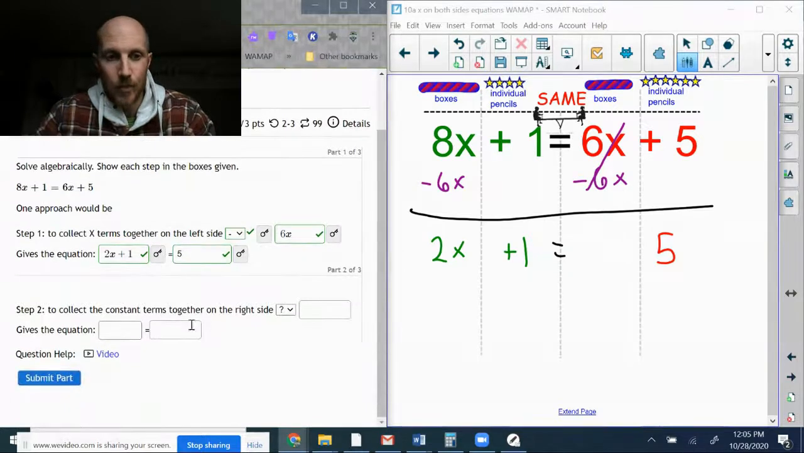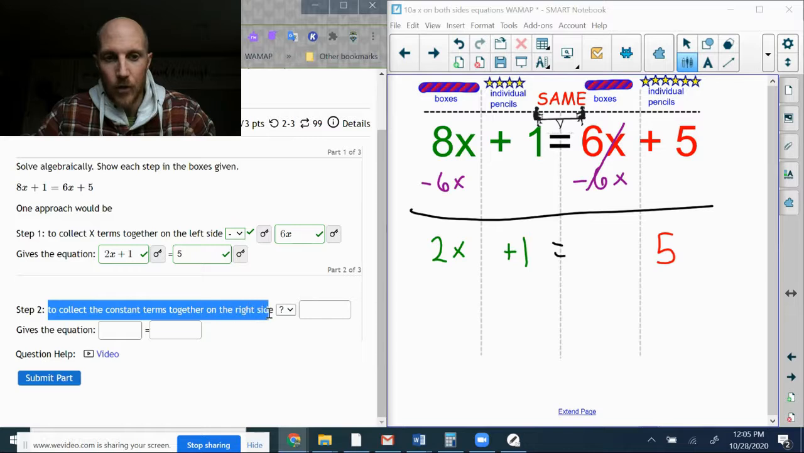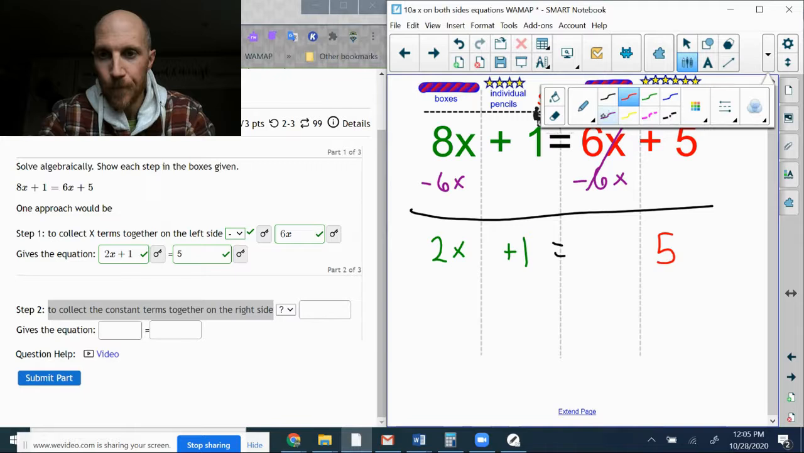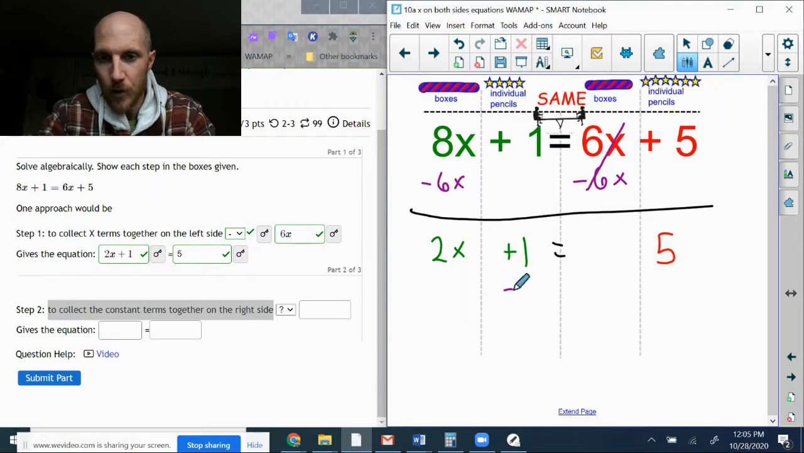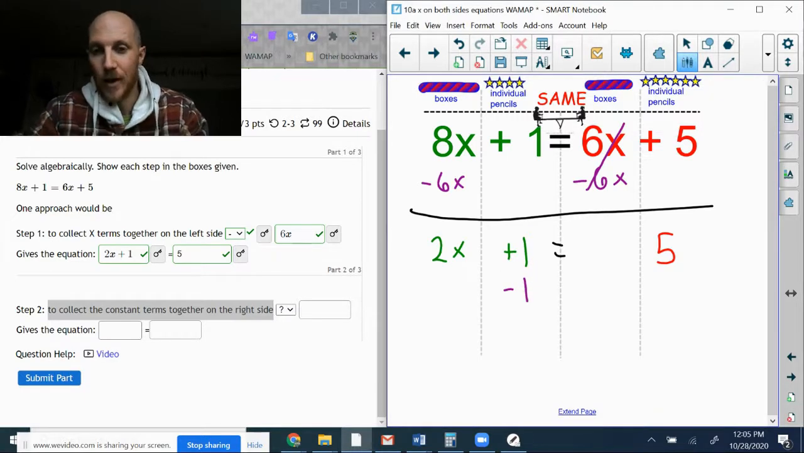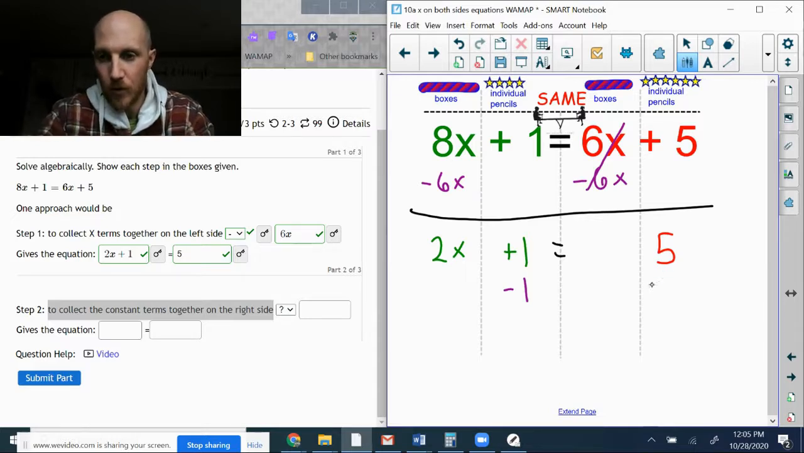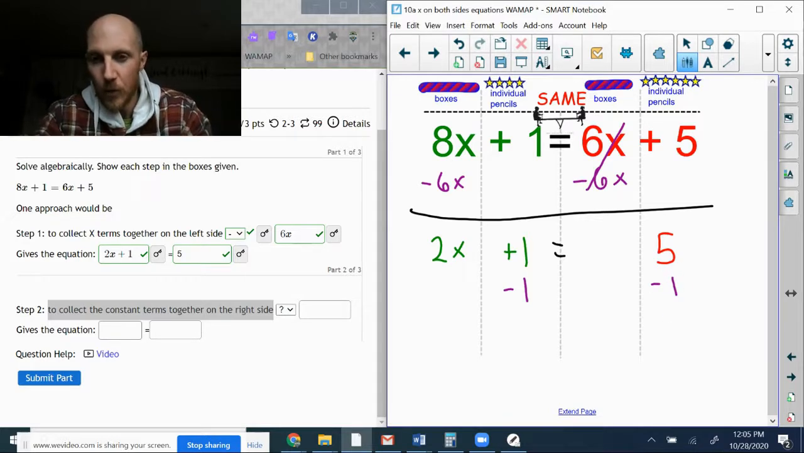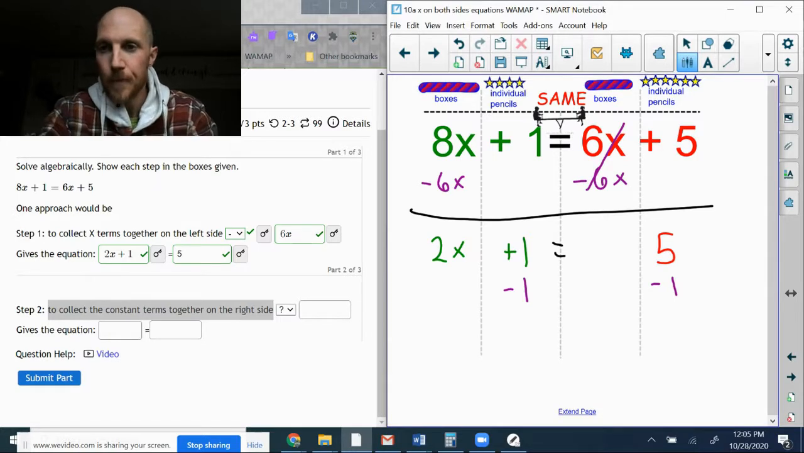It's going to show up the next part, and now it says step 2, to collect the constant terms together on the right side. The right side is going to be the red side in my workspace. The constants are the numbers. So if I'm looking at the green side of my equation, I have a constant. I've got this plus 1. In order to make it not be on the left side, to cancel that out, so to speak, I need to subtract 1. I'll have to do the same thing on the other side of the equal sign. I want to keep my constants lined up in the constant column.